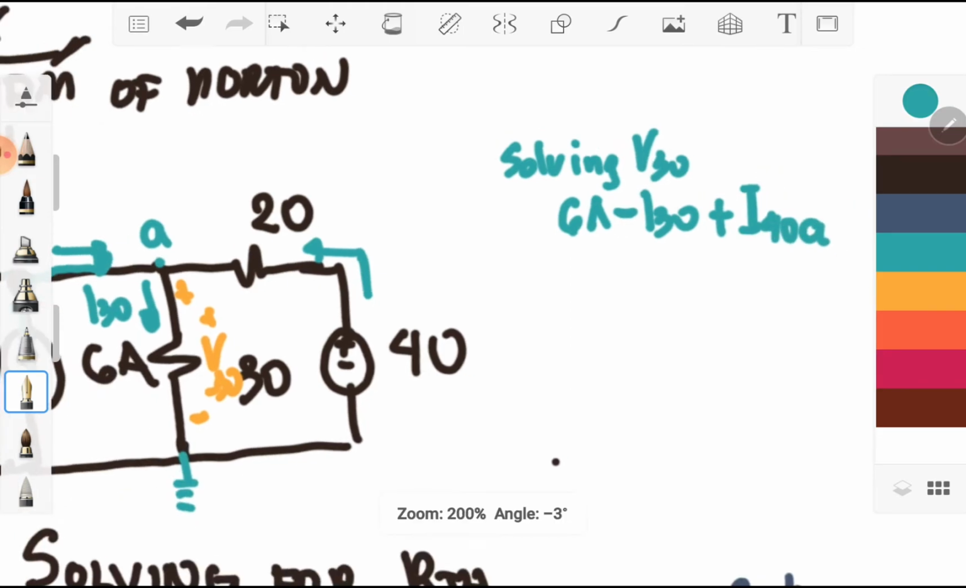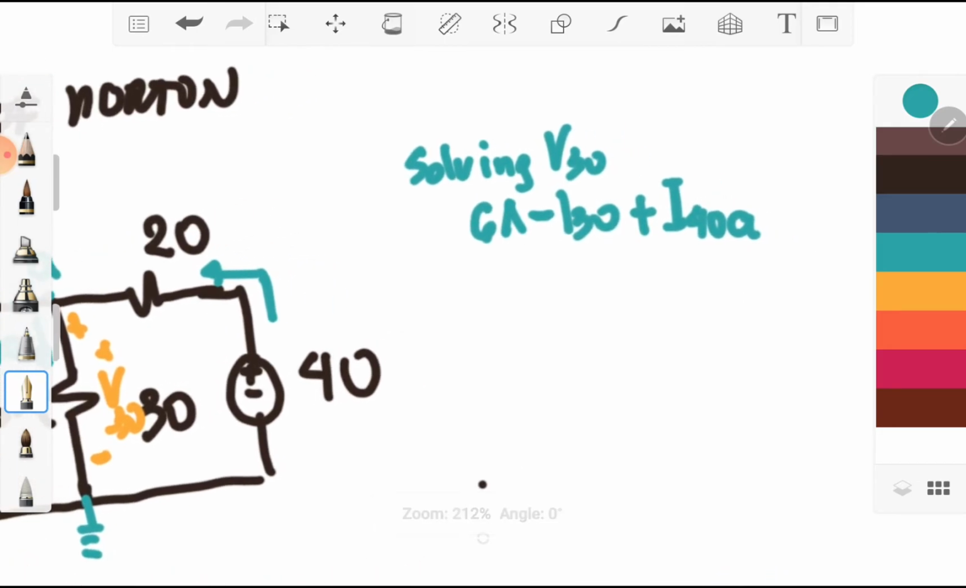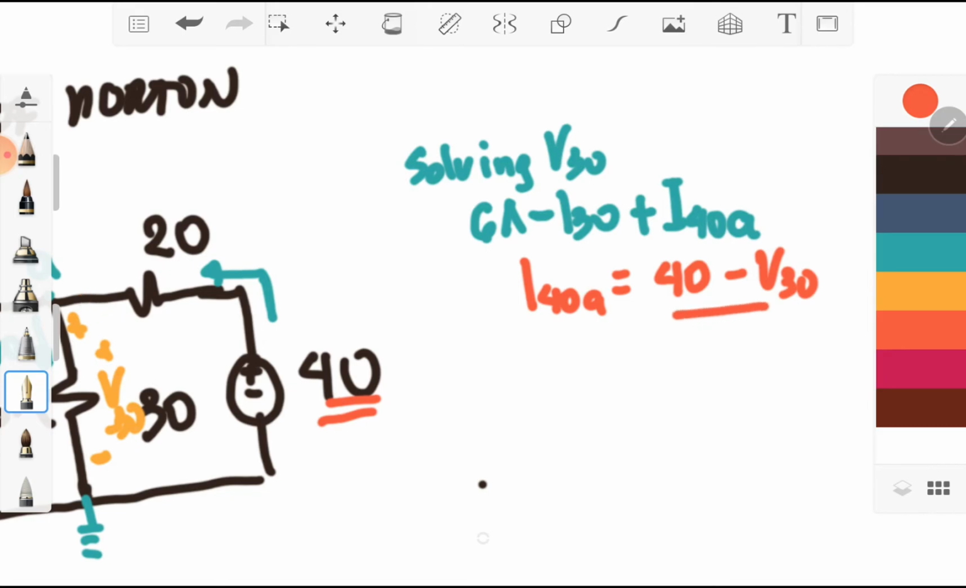So, our I40A is equal to 40, your higher potential, minus VA, or your V30. But V30, because they are in parallel, so I can say that that is also your V30, divided by 20 ohm.